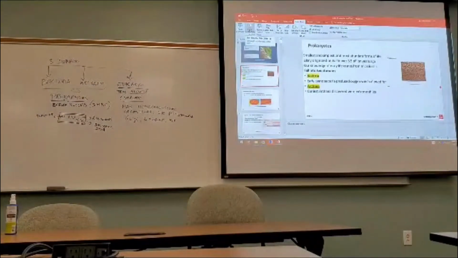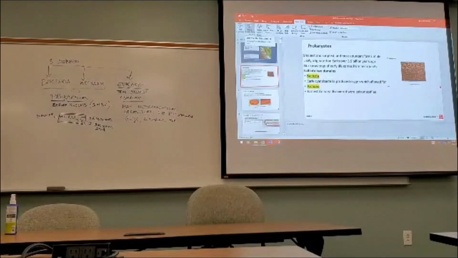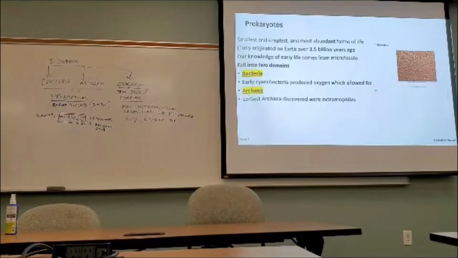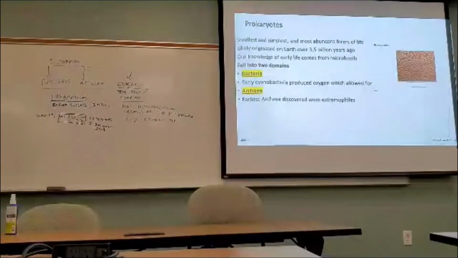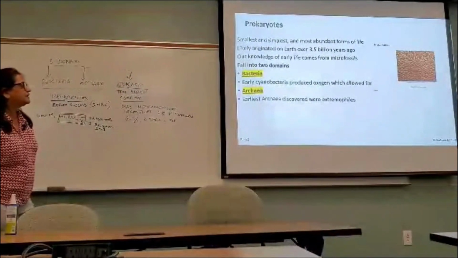When Earth originated around 4 billion years ago, that's the time we believe they originated. Okay, and how do we know that? We know that by the presence of the fossils that were formed by them. They are very, very small, the prokaryotes, and they fall into two major domains. One is called bacteria and the other is called archaea.